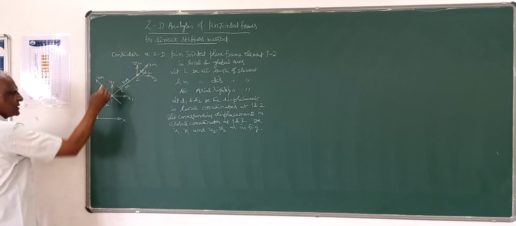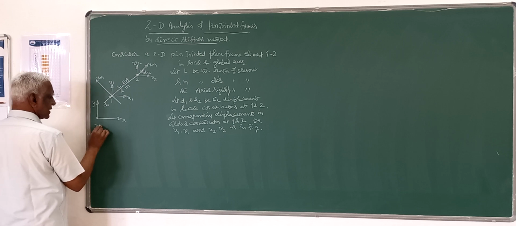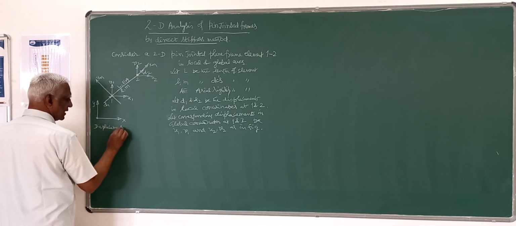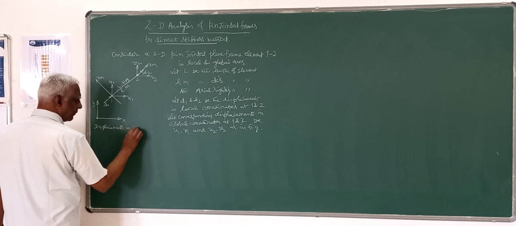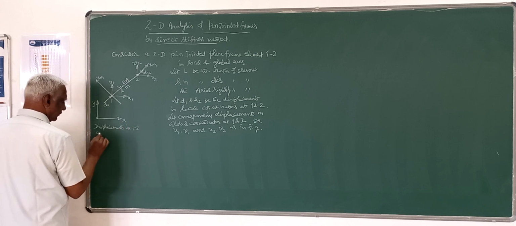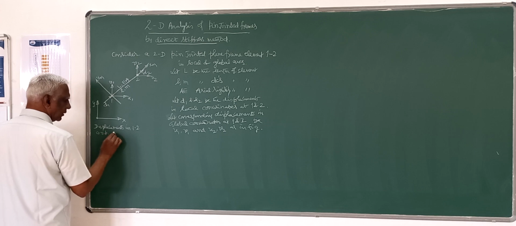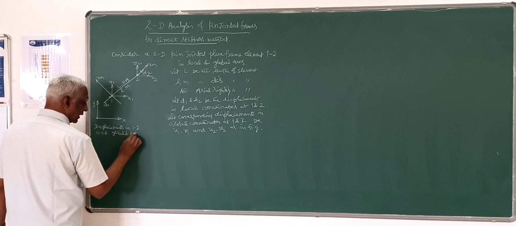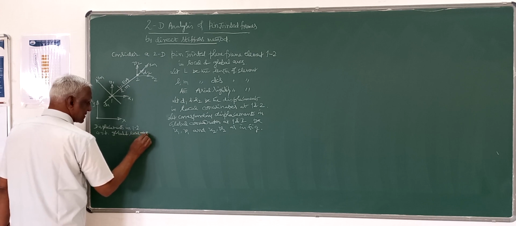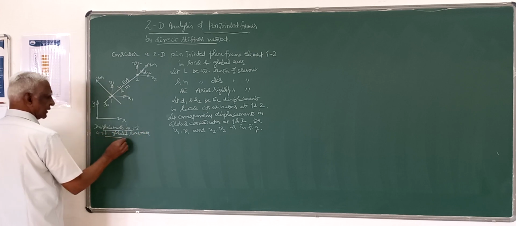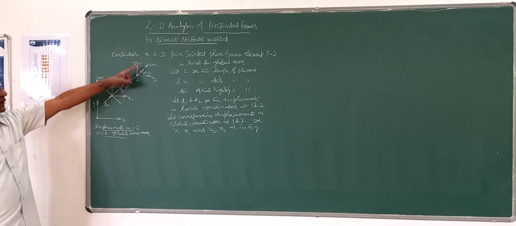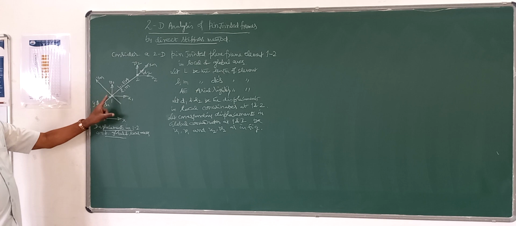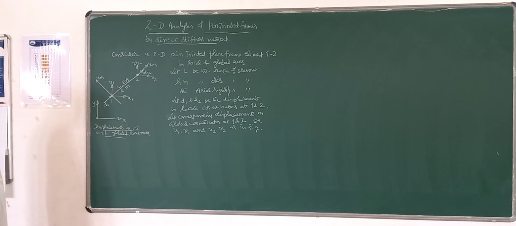So these are the displacements in member 1, 2 with respect to global and local axis. With respect to local axis, d1, d2 are the displacements. With respect to global axis, u1, v1 are the displacements.